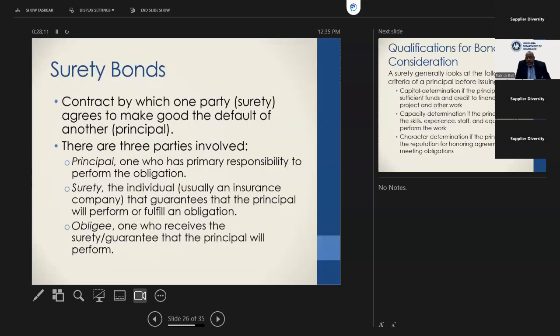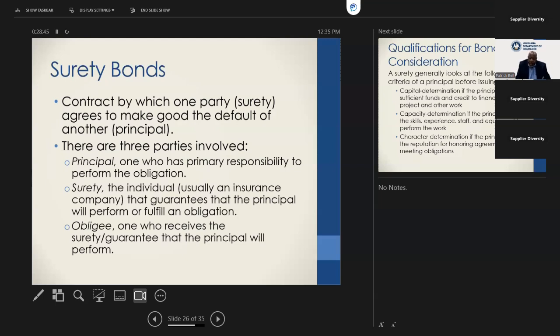Okay, we're going to shift gears a little bit and talk about a different type of insurance product, and that is a surety bond. All right, surety bonds are contracts by which one party, the surety, agrees to make good the default of another, the principal. Okay, so the three parties that are involved are the principal, one who has primary responsibility to perform an obligation. So that would be you, your business.